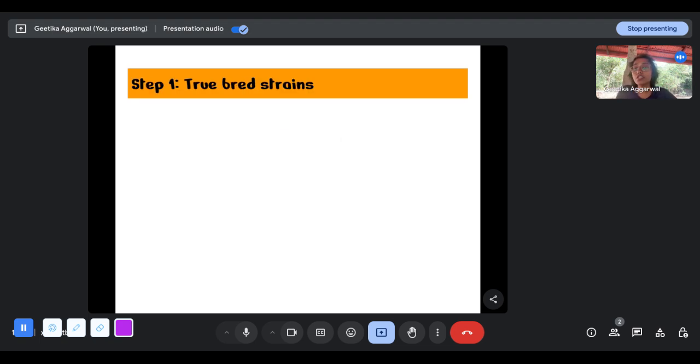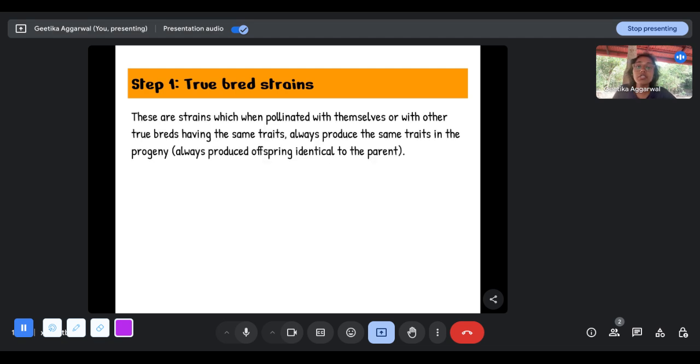And what he did with this was, number one was that he developed true bred strains. So what are these true breeding strains? So these true breeding strains, they're actually strains which, when pollinated either with themselves or with other true breeding strains which have these same traits, they will always produce progeny that has the same traits. So the progeny will always be identical to the parents.